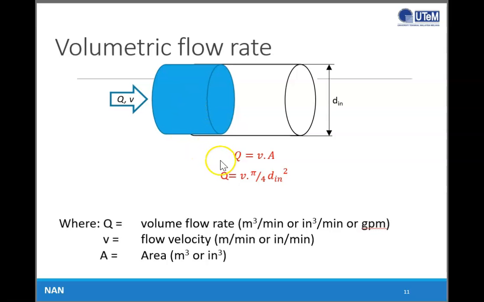Now this is the volumetric flow rate. The formula for flow rate is Q equals V dot A, velocity times area. The unit of flow rate is meter cube per minute or meter cube per second.